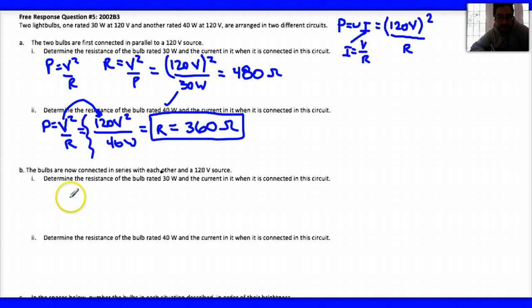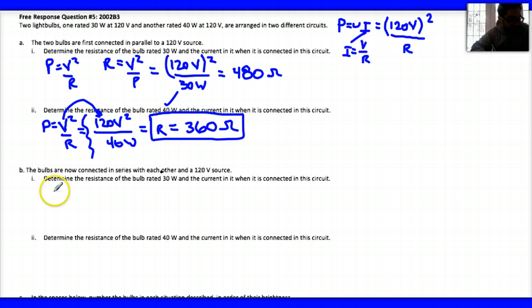Now part B says the bulbs are now connected in series with each other and a 120 volt source. Determine the resistance of the 30 watt bulb when it is connected, and the 40 watt. The resistance doesn't change. It's a function of the bulb. So we still have the resistance of 480 ohms for the 30 watt bulb, and now we just need to find its current.